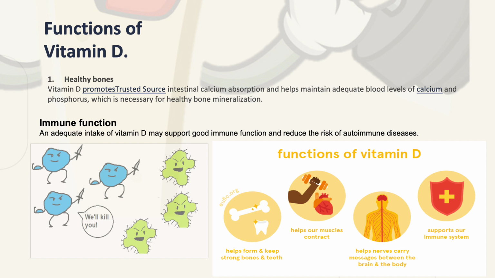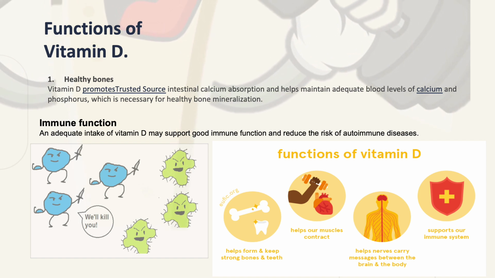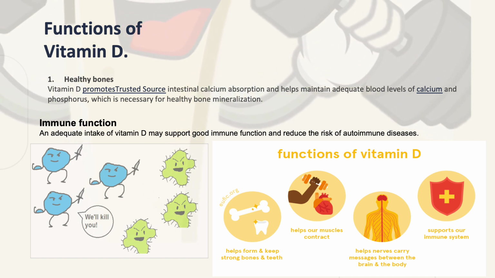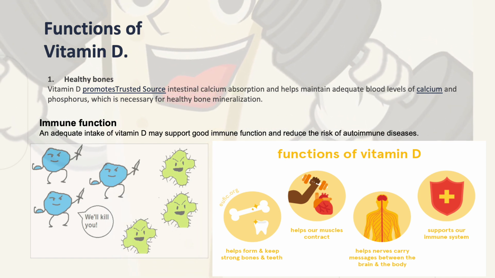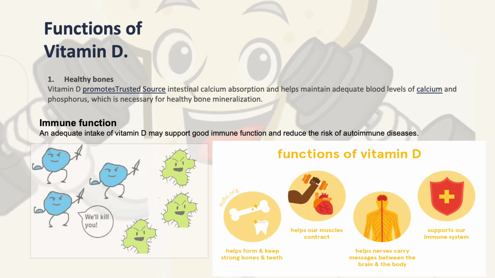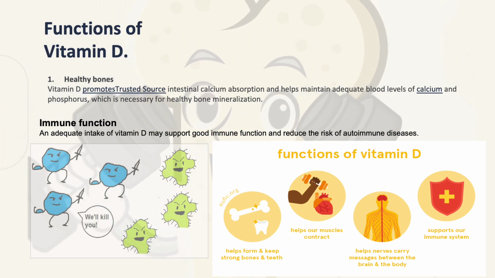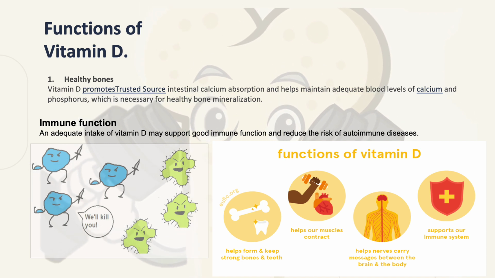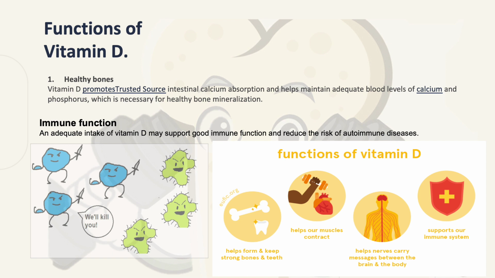Number two, vitamin D helps in maintaining the immune function. The adequate intake of vitamin D may help in supporting good immune function and reduce the risk of autoimmune diseases. The other functions of vitamin D are keeping our muscles healthy and contracting, keeping our nerves intact, which carry the signal from brain to the body.